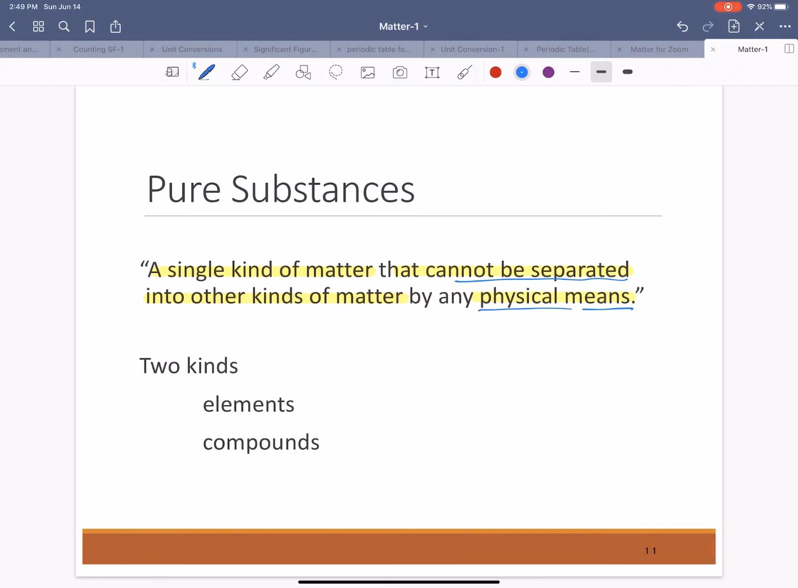So an element is a single kind of matter that cannot be separated into other kinds of matter by physical means. Another question we might ask as we're working our way through this sentence is, well, if it wasn't a physical means, what kind of means would it be? And means here just means way. If it isn't done in a physical way, what other kind of way could it be done in? And the answer is chemical. So a sentence like this is a chunk.